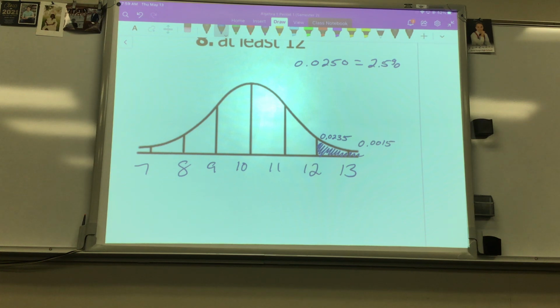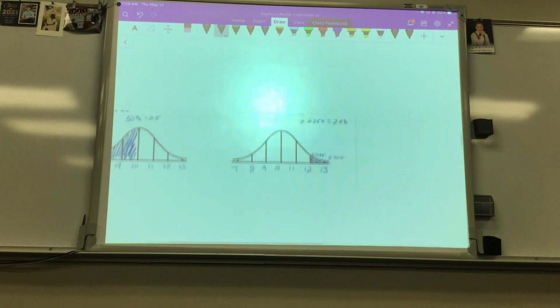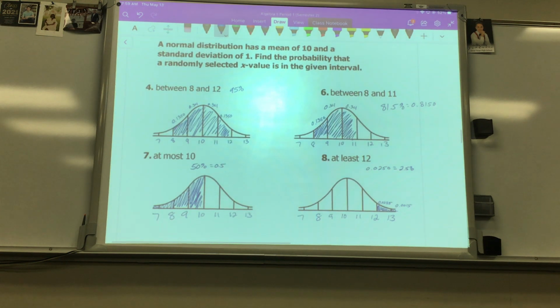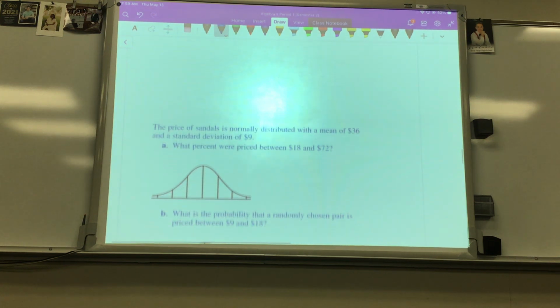You can think of it in terms of percents, or you can think of it in terms of decimal. That does not matter. If you do the decimal, you're going to be 0.0235 plus 0.0015, or 2.35 plus 0.15 if it's in terms of percents. Questions there? Okay.